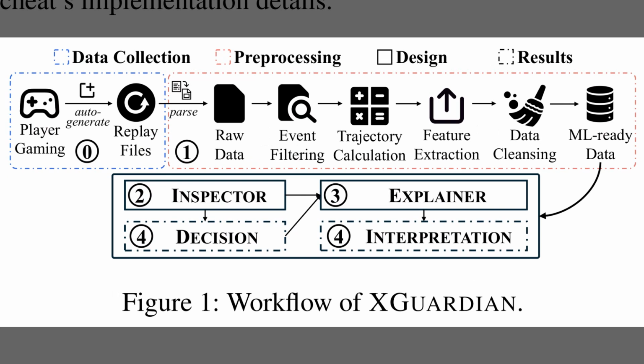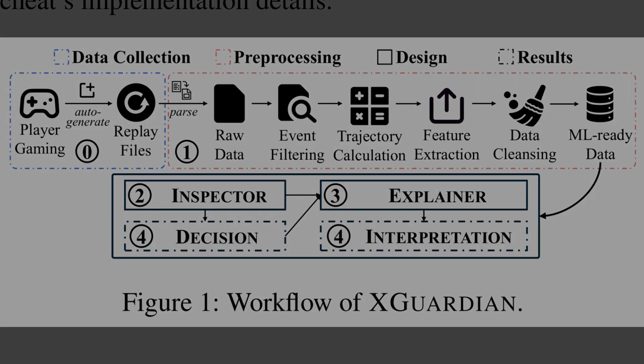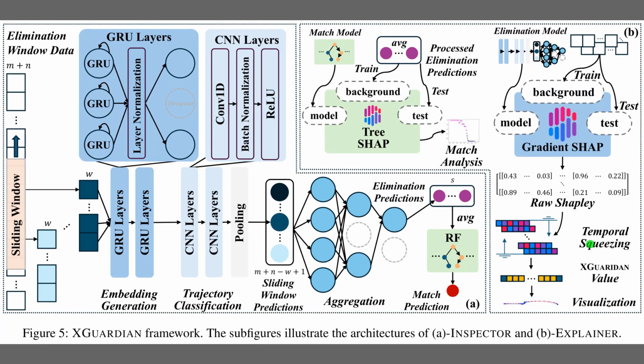So, with those features defined, Figure 1 outlines the complete operational workflow. On the top left, the process starts with data collection, ingesting standard replay files directly from the game engine to avoid client-side tampering. The top right shows the pre-processing stage, which parses this raw data to filter for elimination events and calculate the specific trajectory metrics we just saw. Finally, the bottom section reveals the dual module architecture. The inspector first classifies the player as a cheater or normal, and then the explainer provides the interpretability layer to justify that verdict.